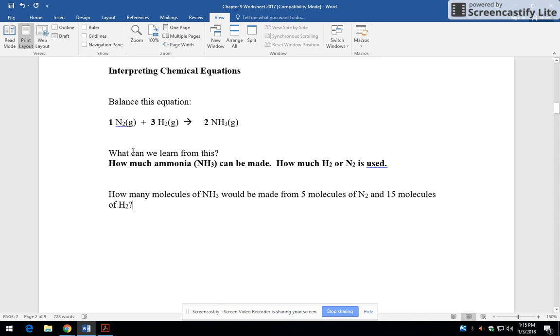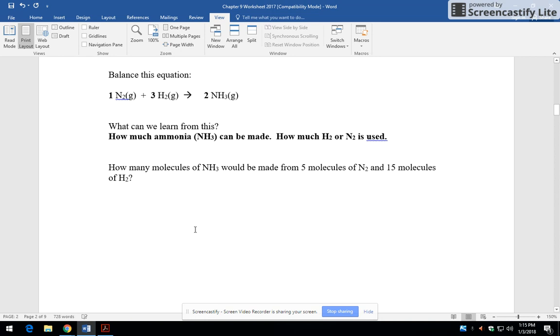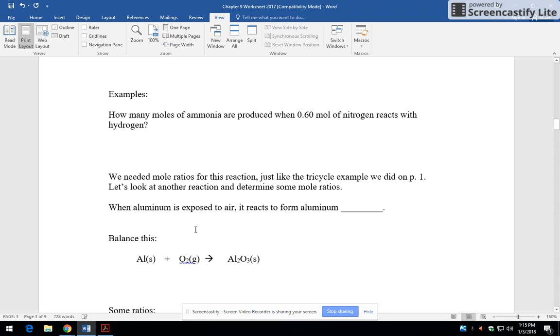Let's think about this. So 5 molecules, 15. So it's almost like I'm multiplying the recipe by 5, right? I'm going from 1, I've got 5 molecules, and I got 15 of hydrogen. You should be able to figure out then how many molecules of ammonia could I make from that. You're going to do that as part of your homework tonight, so go ahead and do that.